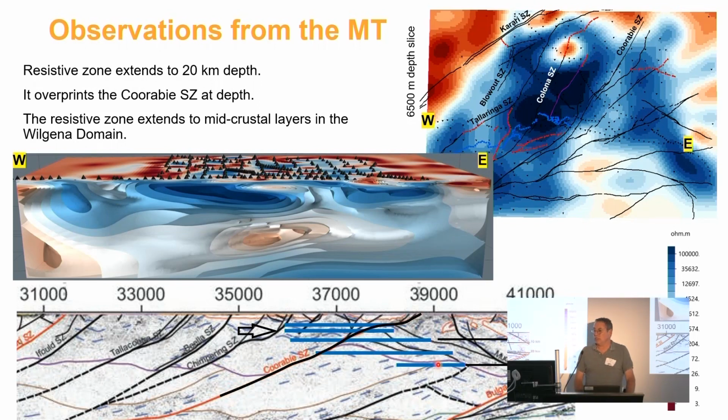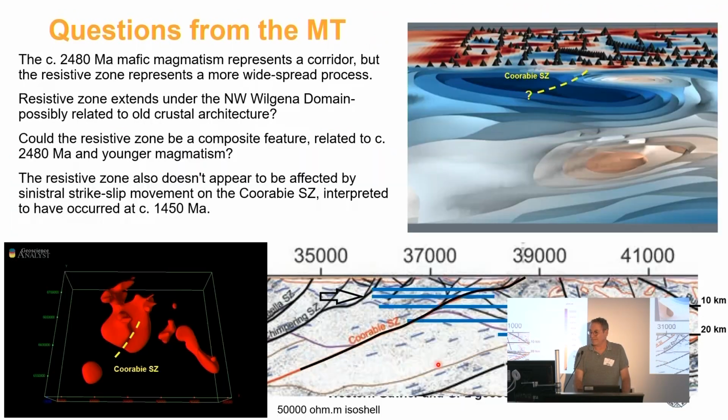So this is something I found quite confusing, a bit surprising. I thought it'd be a nice, simple relationship, but I guess these things never are. Otherwise, it'd be very boring. But it does start to raise lots of questions. So it looks like this footprint here, this resistive zone, may represent a more widespread process.